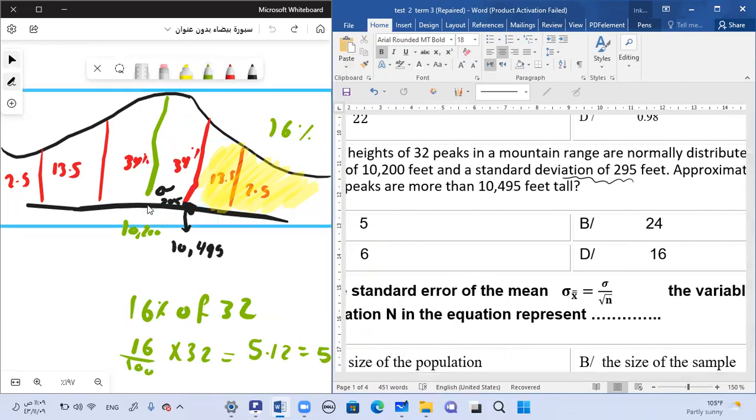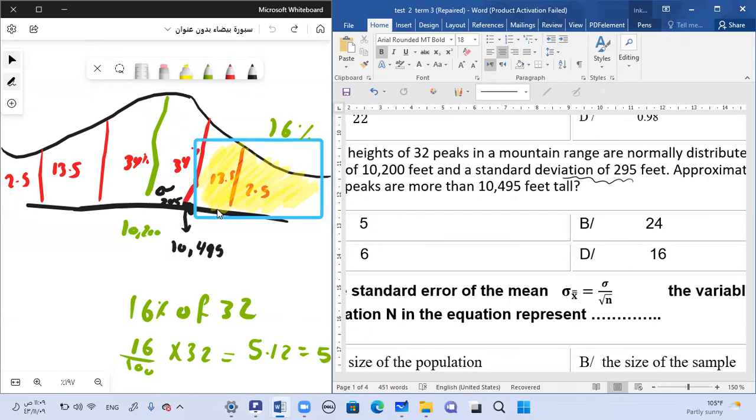The mean, the middle value here, is 10,200. The standard deviation is the change in the value of the mean. In this part, we increase, meaning add 295. And I need this area, more than 10,495. So we should add 13.5 plus 2.5. This will be 16% if asked about the percentage. But how many? Then 16% of 32.